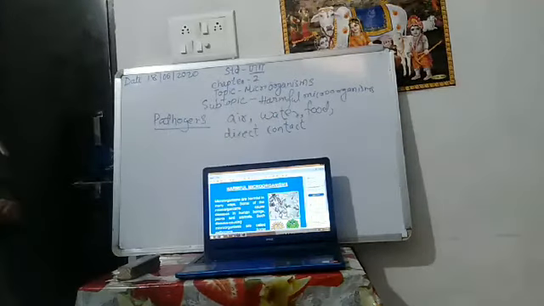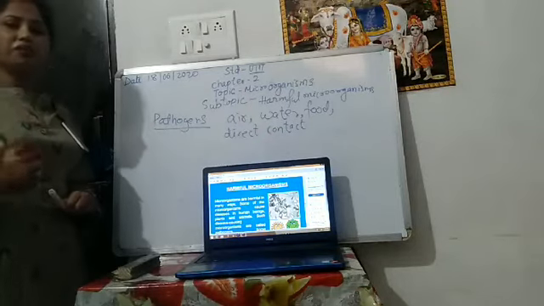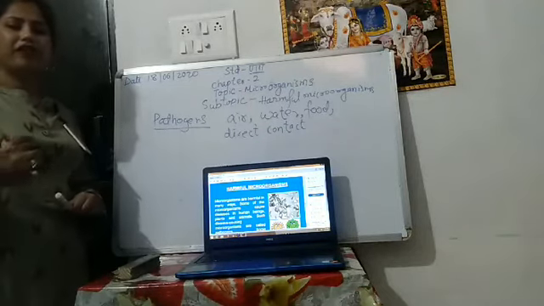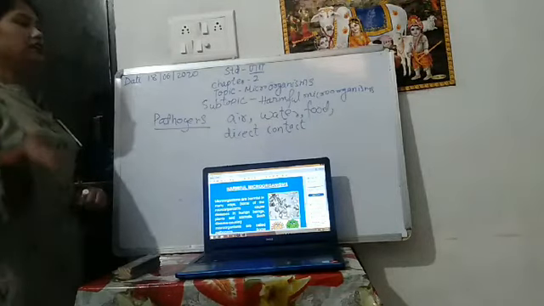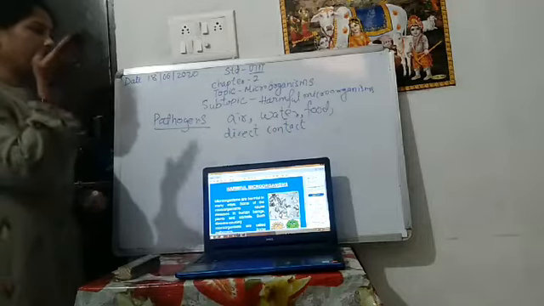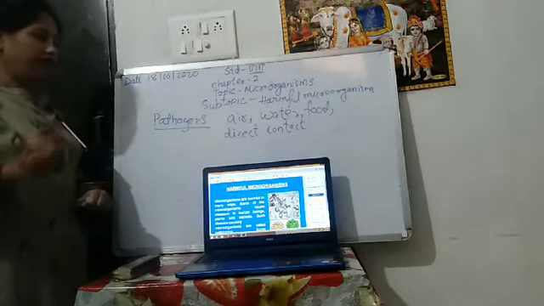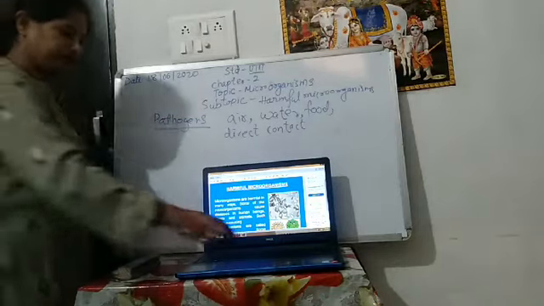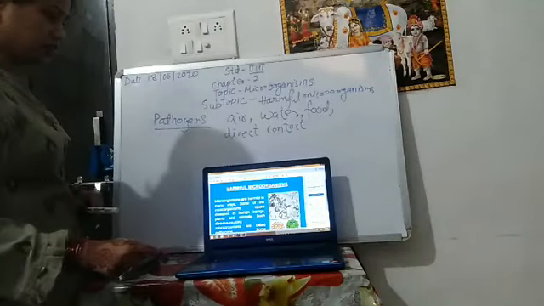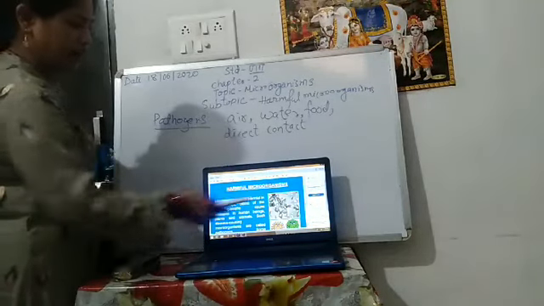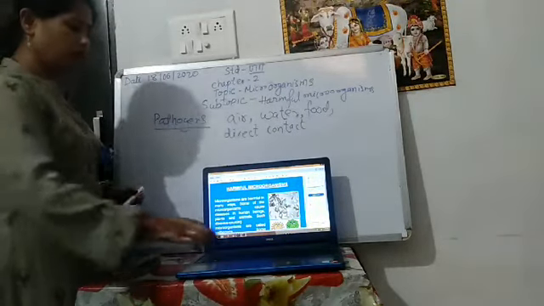If a person who is diseased coughs or sneezes, then the microorganisms travel through the air and enter a healthy body. Similarly, microorganisms can enter through contaminated water and food. Even they can travel through direct contact from a diseased person to a healthy person. You can see here the pathogens. These pathogens are disease causing microorganisms.